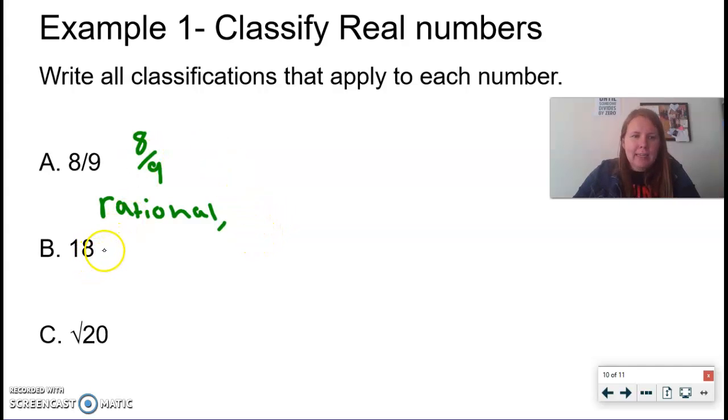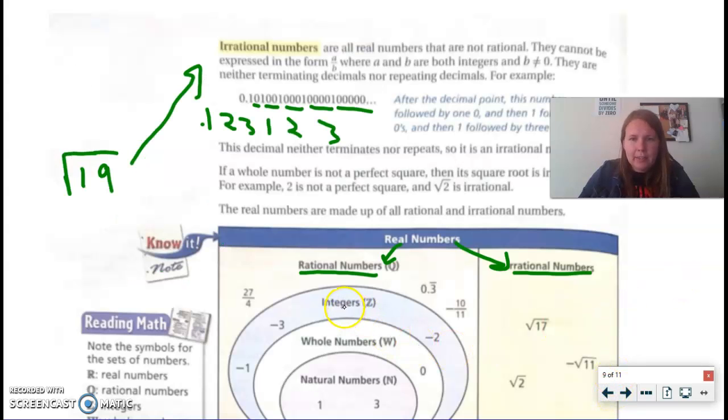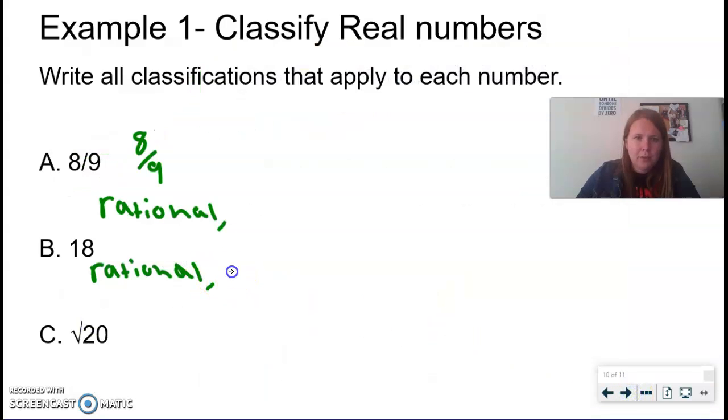But let's look at 18, okay? Thinking again, I want to think, is it rational or irrational? Basically, if it's irrational, it's going to have a weird decimal. In this case, it doesn't have any weird decimals that don't make any sense, so it is considered rational. Once we get into rational, if I look at this chart, is it an integer? Remember that integers can be both positive or negative. So yeah, it's an integer.